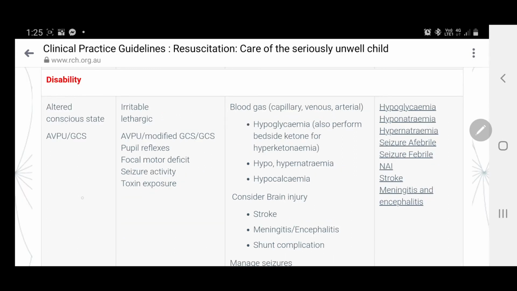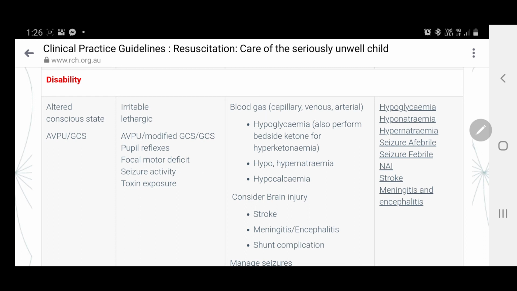Now we move on to disability. We assess altered conscious state through the AVPU or the GCS, which is the Glasgow Coma Scale, and the AVPU is the Alert, Verbal, Pain, Unresponsive system. If you need any further explanation, please comment below so I can make another video about them. So, what are the clinical features? We've got irritable, lethargic, abnormal AVPU or Glasgow Coma Scale, pupil reflexes, focal motor deficit, seizure activity, and toxin exposure.